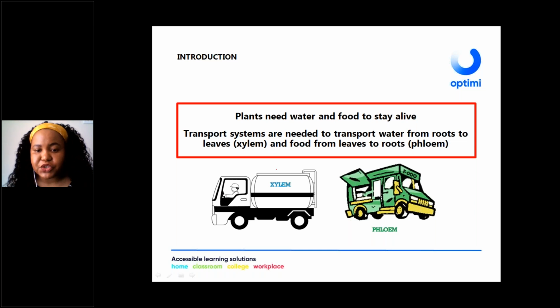Another form of tissue that developed is known as the phloem, which is the tissue responsible for taking water from the leaves. Remember, sugars, sorry, not water, sugars. Sugars are produced on the leaves via photosynthesis. I know in previous grades you have done the process of photosynthesis. Those sugars need to be transported to other parts of the plant, so the phloem will transport the sugars from the leaves all the way to the other parts of the plant where they are needed.